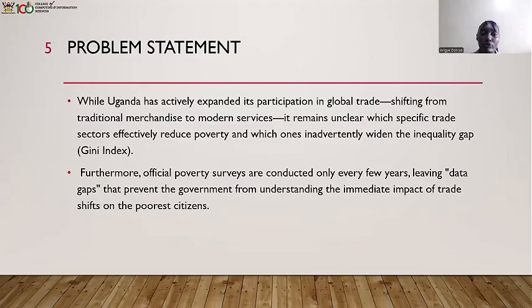our problem of poverty. Then we see that poverty is conducted only a few times in Uganda, a few years, while trade is conducted every year in Uganda. So we have some missing values of years poverty wasn't conducted, and every year trade is surveyed.